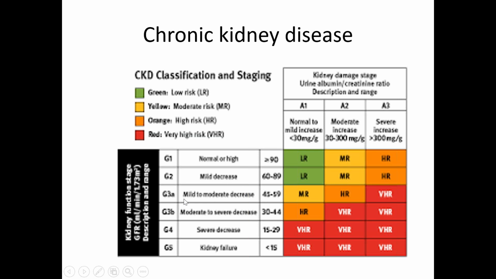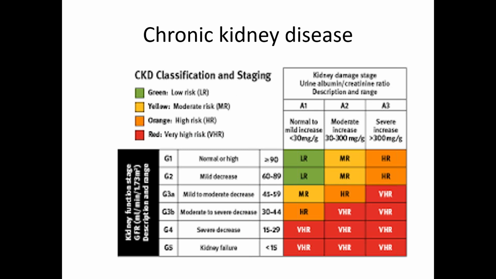And further, this stage 3 is further divided into 2 stages. Stage 3A and 3B. 3A is the GFR between 45 to 59 ml per minute. And stage 3B, when the GFR is between 30 to 44 ml per minute.